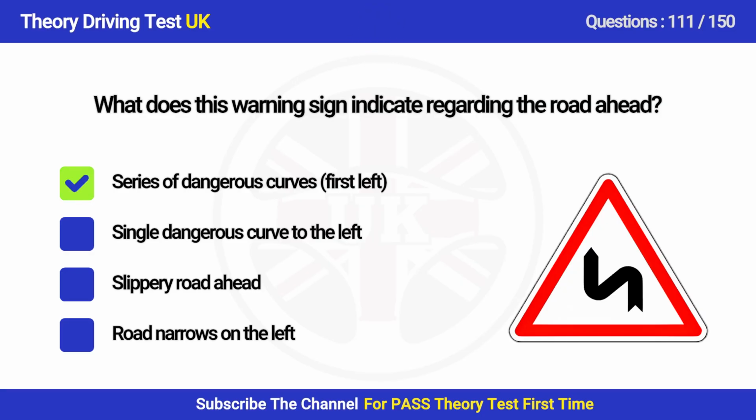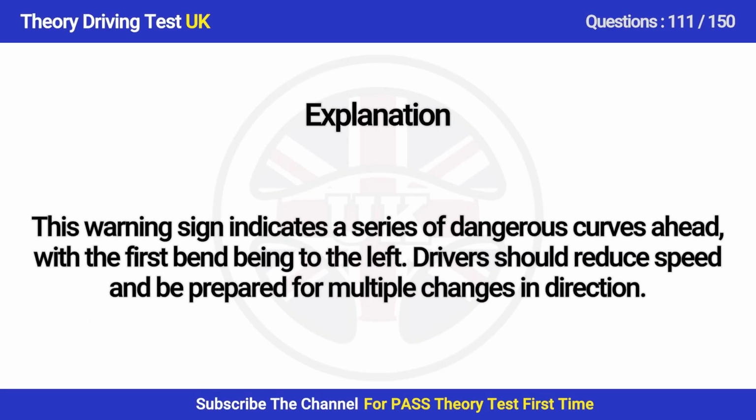Answer is A. Series of dangerous curves, first left. This warning sign indicates a series of dangerous curves ahead, with the first bend being to the left. Drivers should reduce speed and be prepared for multiple changes in direction.